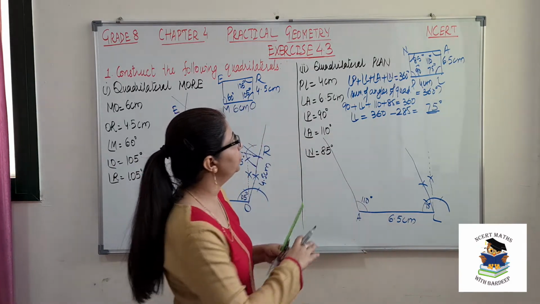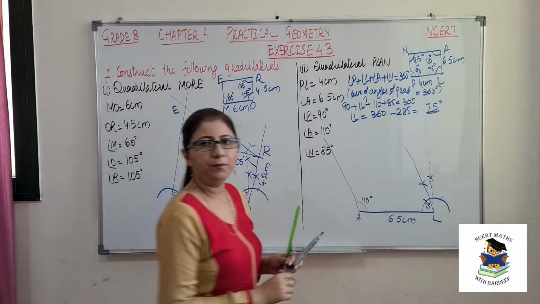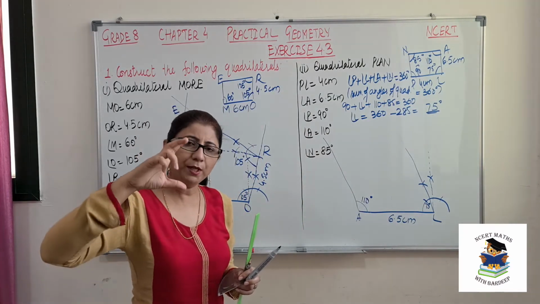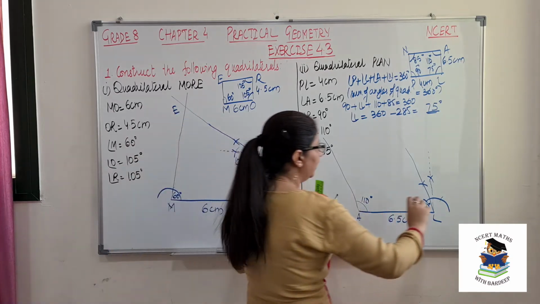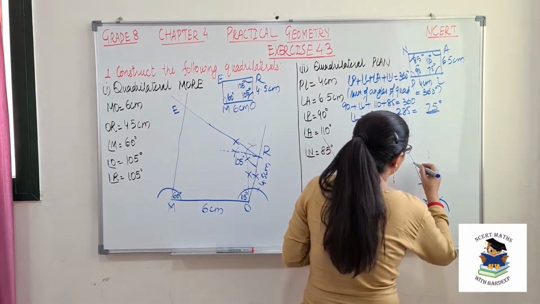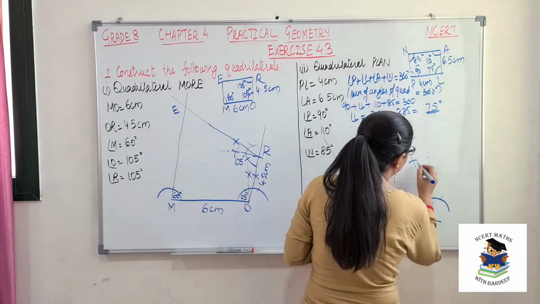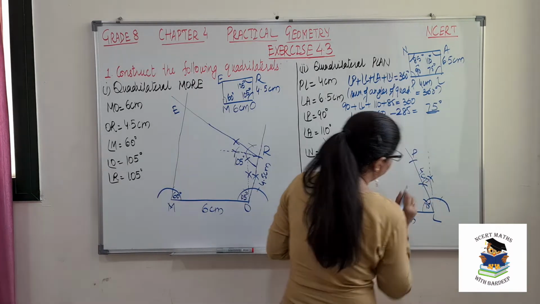So now what we should do, see on 75 degree this LP is 4 centimeter. So we will open our compass for 4 centimeter radius and then we will make an arc by keeping the needle of your compass here. So let it be that this is your 4 centimeter and the point will be P. So this is 4 centimeter.